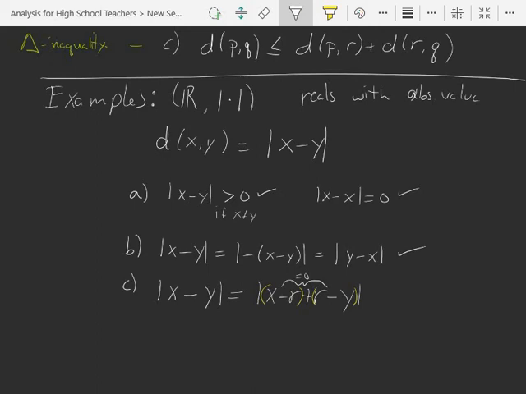I can actually say then that this is less than or equal to the absolute value of x minus r plus the absolute value of r minus y. Right. And that is exactly what we needed to show. The distance from x to y is less than or equal to the distance from x to r plus the distance from r to y. So there's our triangle inequality, and it checks out. We just had to introduce that plus and minus r inside the absolute value for it to work out for us. Okay, so there's our first basic example of a metric space.